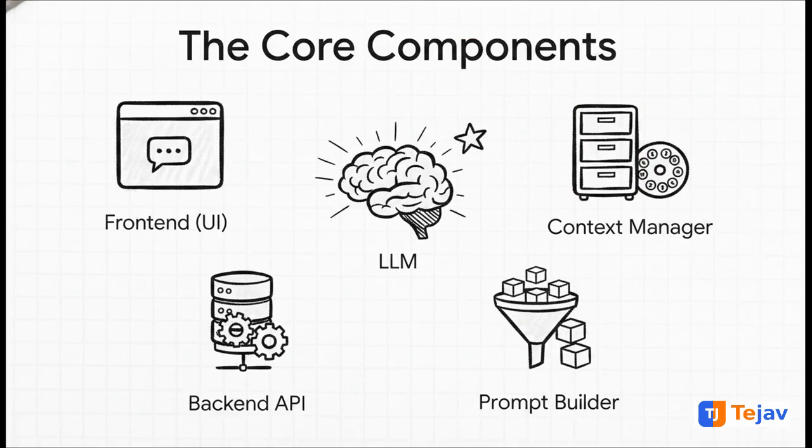So let's meet the cast of characters. We've got the front end, that's the user interface. Then there's the backend API, which is the real nerve center, handling all the heavy lifting. Of course, we have our star player, the LLM, the AI that actually generates the text. And then we have two really important helpers working behind the scenes, a prompt builder, which gets our questions ready for the AI, and a context manager, which acts as the system's short-term memory.